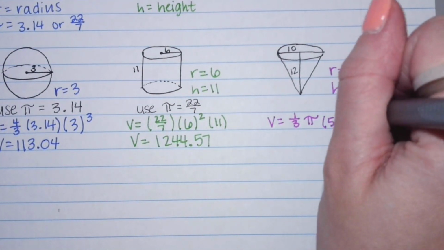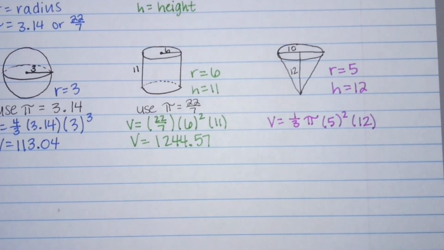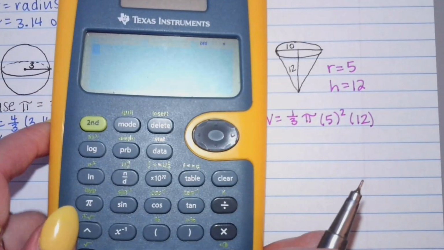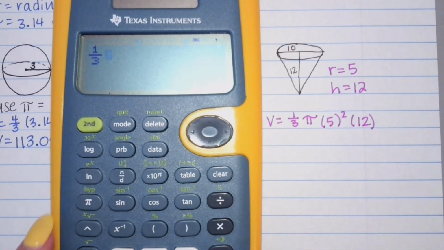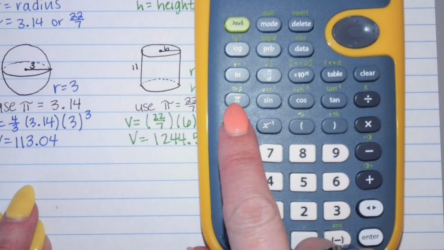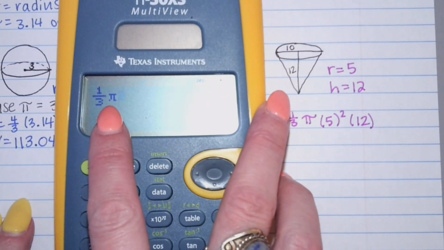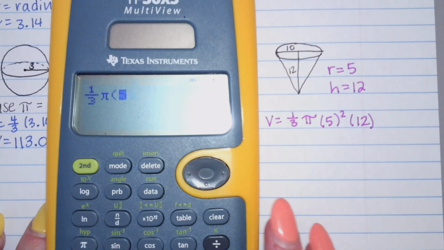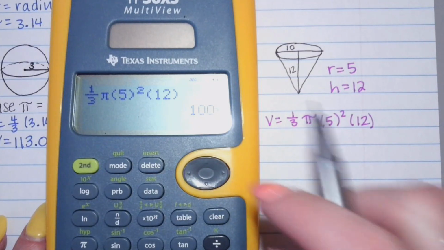R is 5, and that's squared, and the height is 12. In the calculator, I'm going to put 1/3 in my fraction, and then that pi button is right here. So I'm going to press that, and your calculator is going to show the pi symbol, and then we're going to keep going. 5 squared times 12, and that gives me 100 pi.